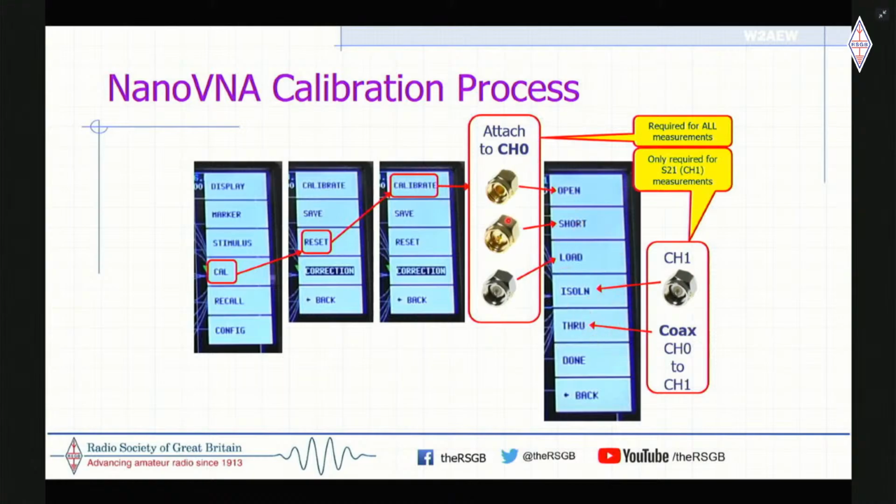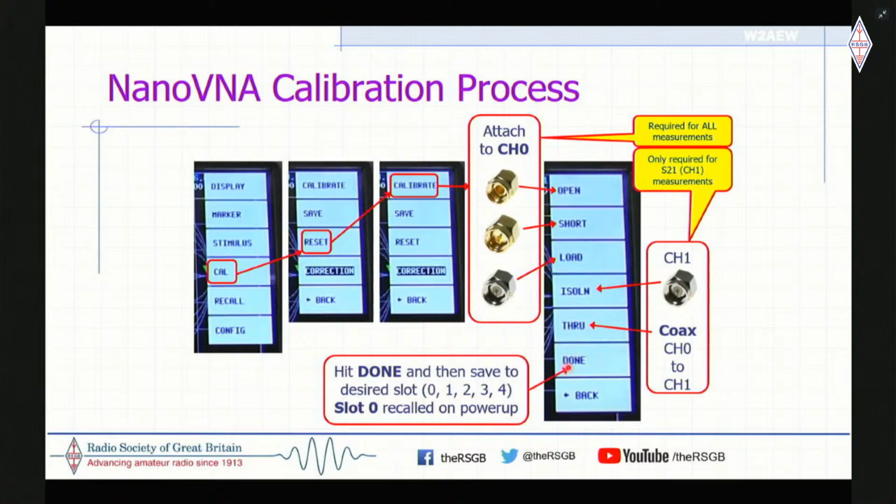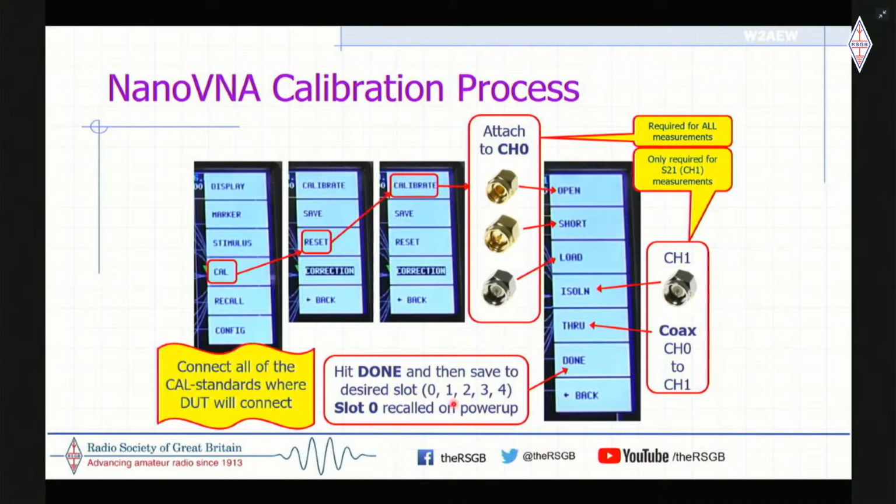Once you've done all these calibrations, it's a pretty simple process. You hit done, then it'll prompt you to select what slot you want to save things in. And slot 0 is special, because whatever you save in slot 0 is what gets recalled when you power the unit back up again. So if there's a common measurement you make all the time, you can save that to slot 0, and then as soon as you turn it on, the instrument's ready to go.